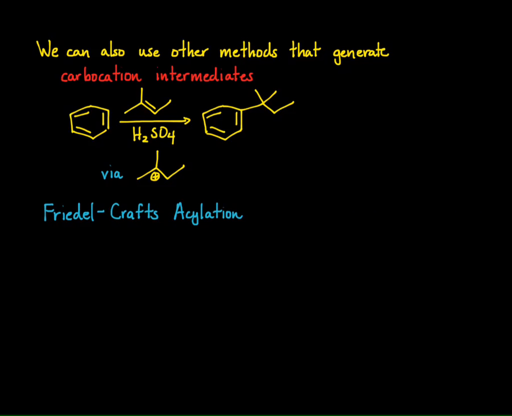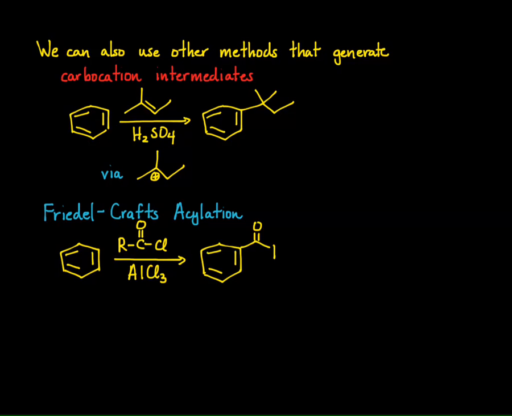Now, a similar reaction to Friedel-Crafts alkylation is called Friedel-Crafts acylation. Here I'm taking benzene and reacting it with an acyl chloride in the presence of aluminum chloride. So again, parallels between alkylation and acylation. And the net result is I get ketones. So this is a way of making ketones. Again, thinking about synthetic strategies, now I know how to make aromatic ketones from benzene and acyl chlorides.